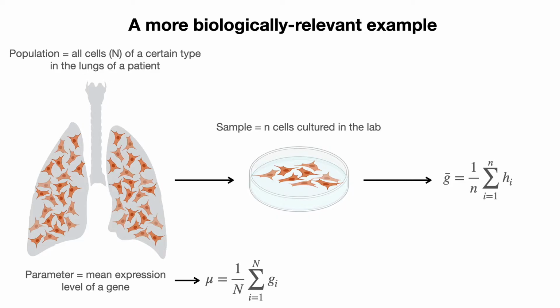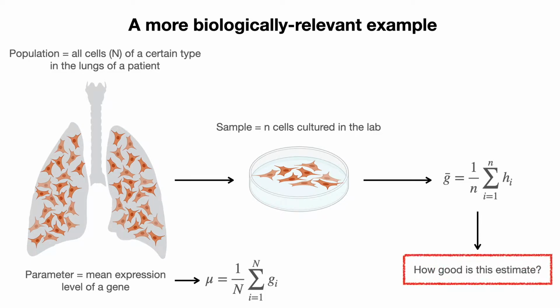Maybe we have a number, again, much smaller than the total number of cells in this population, but something that we can actually observe and measure. And then we can do a calculation of this sample estimate.